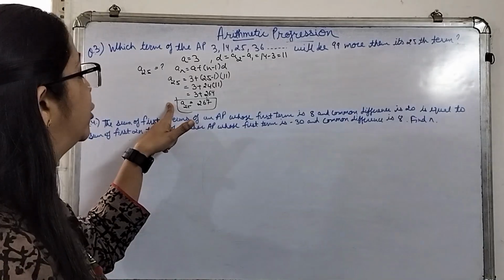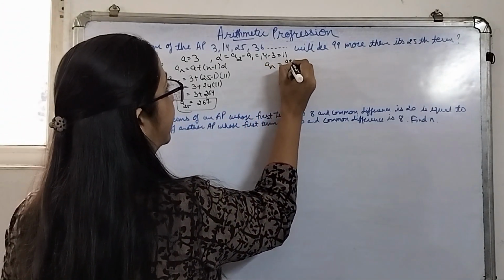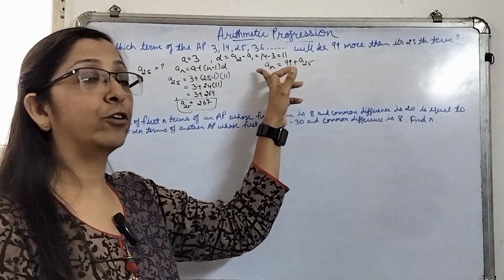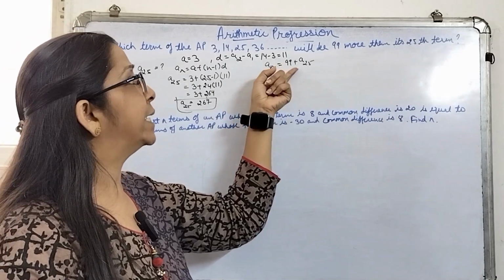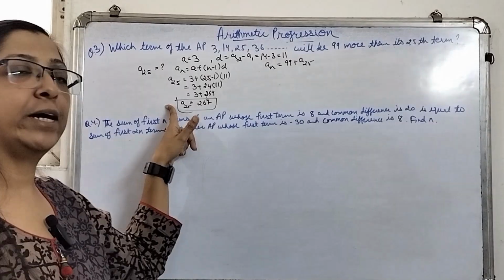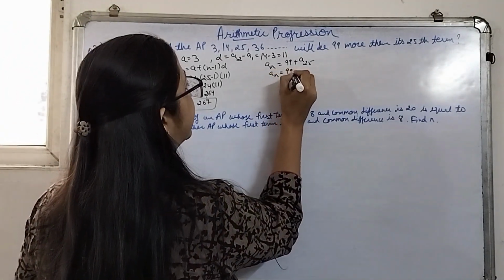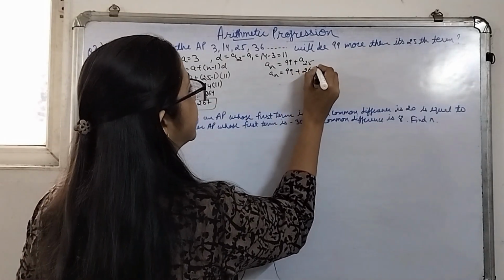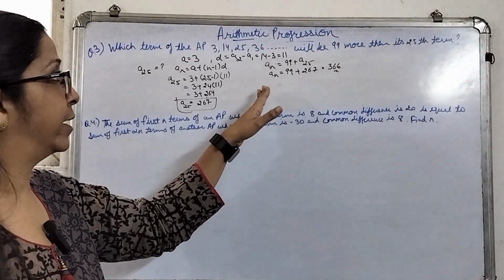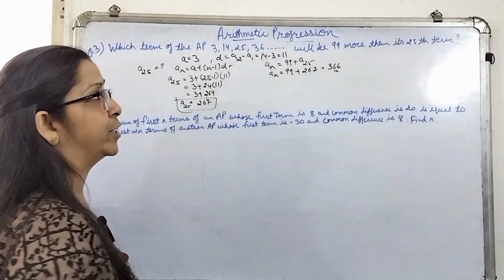Now we have to find the value of n for which an is equal to 99 plus A25. We have to find the value of n for which an will be equivalent to 99 more than its 25th term. From here we have just seen the 25th term. So an will be 99 plus 267. That is 366, which should be the value of an, and we have to find the value of n for that. So again we will be using the same formula.